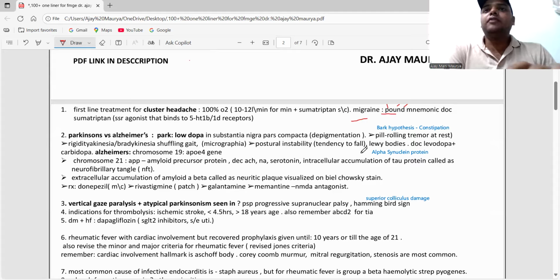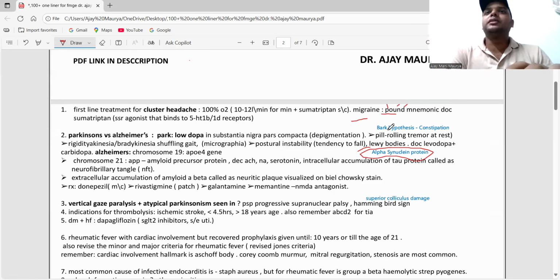There is an alpha synuclein protein. Here the alpha synuclein protein, this is the bad protein, is going to accumulate in the substantia nigra, and a group of alpha synuclein proteins forms the Lewy bodies. Okay, now. So what are the symptoms here?